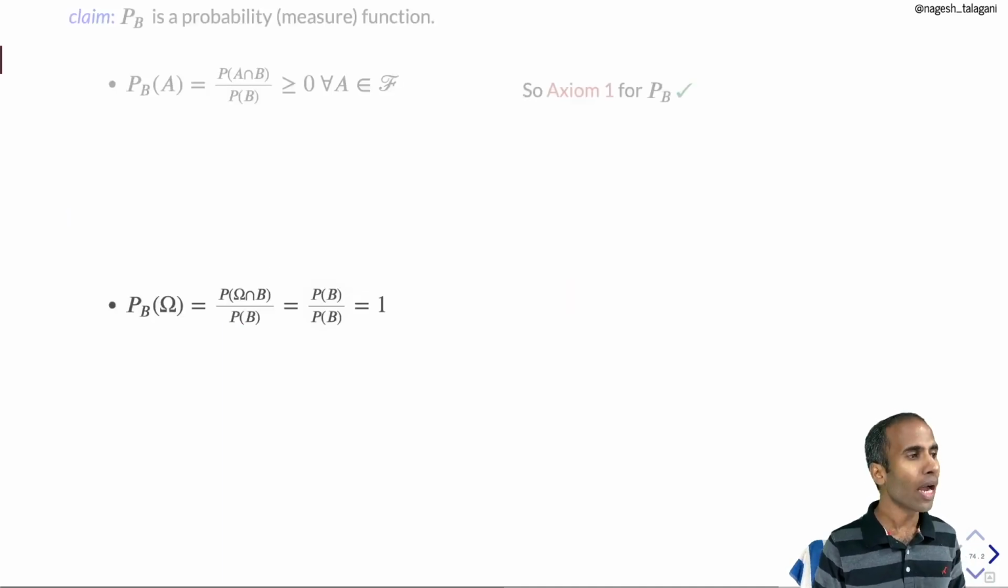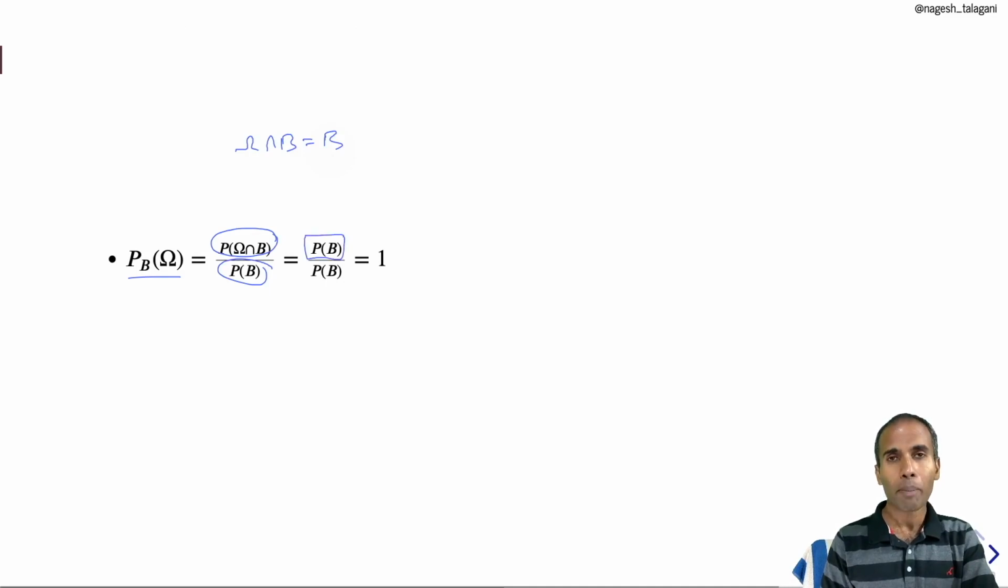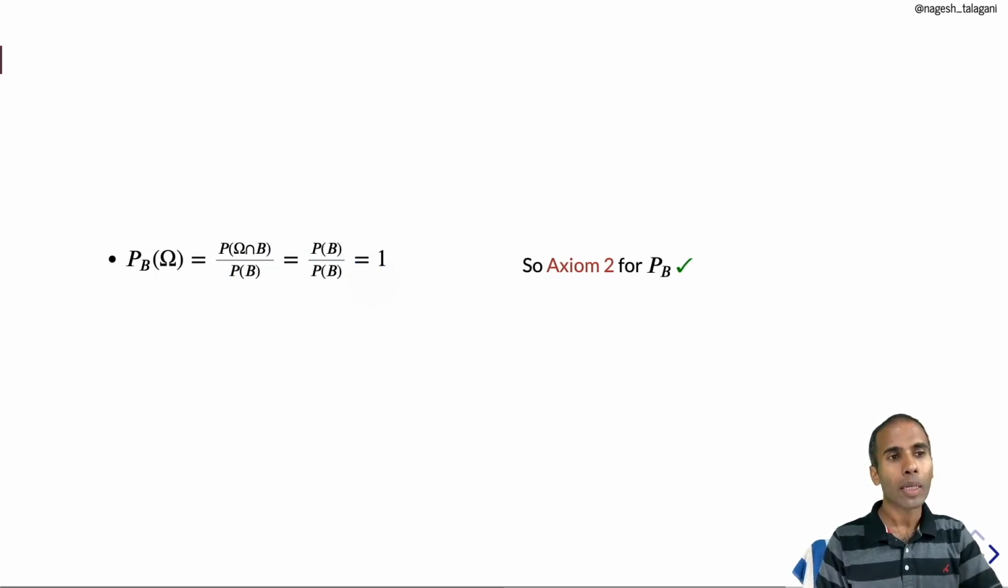Next, we go for axiom 2, the certainty axiom. P_B(Ω), according to the updating rule, is P(Ω ∩ B) / P(B). But Ω ∩ B is the same as B. Therefore, the numerator is simply P(B), so we have P(B) / P(B). P(B) is positive, so it will give you 1. So we just verified axiom 2 for P_B.